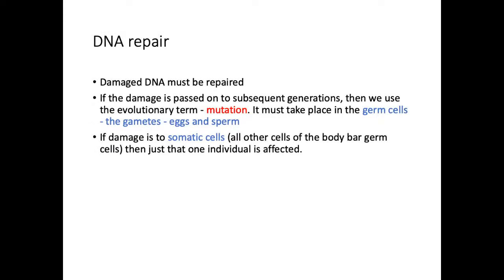So DNA repair. Damaged DNA, if it is in our body, needs to be repaired. If the damage is passed on to subsequent generations, then we call it a mutation, and it takes place in the germ cells, that is, eggs and sperms. If the damage is done to somatic cells other than the germ cells, then one individual will be affected, but not all.